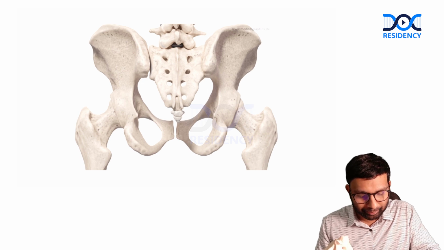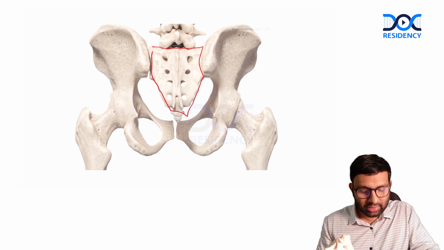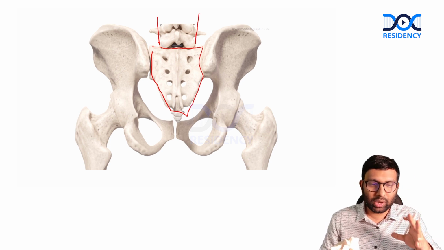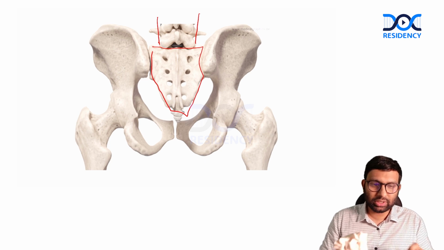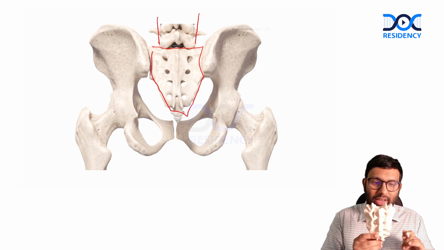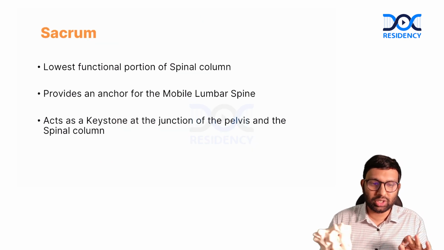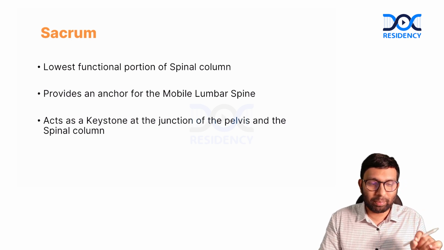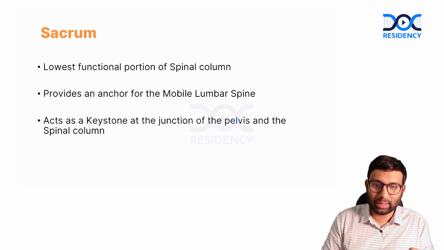As you can see here, this is your sacrum. This is the whole spine, and the whole spine is supported on this one bone called the sacrum, and you have your SI joints that again form the pelvis. So this bone can be called the keystone in your pelvic and spinopelvic articulations. The sacrum is important because it is the lowest functional portion of the spinal column. It provides an anchor for the mobile lumbar spine. That L5S1 articulation is extremely important for the movement of the lumbar spine.